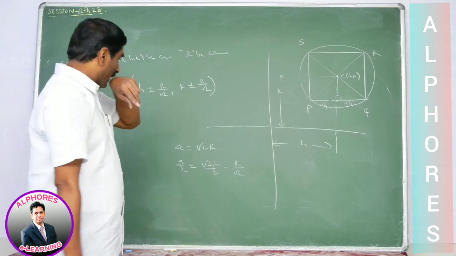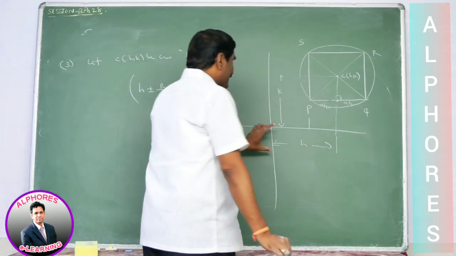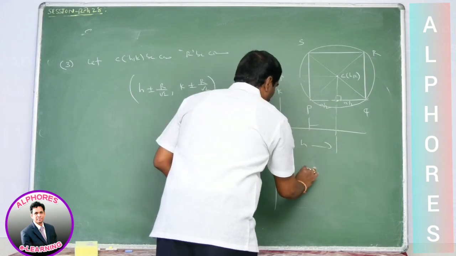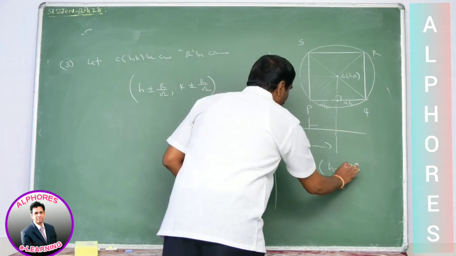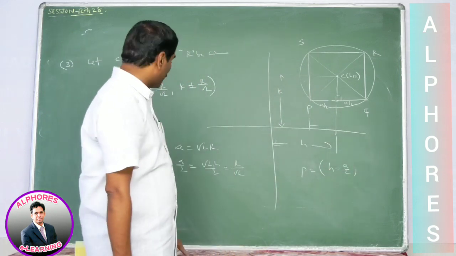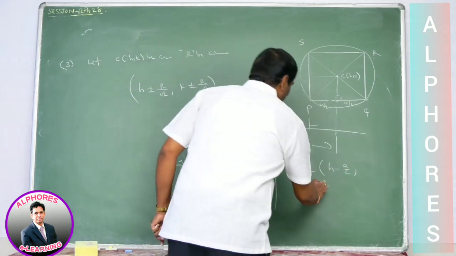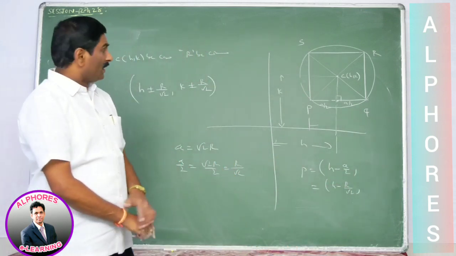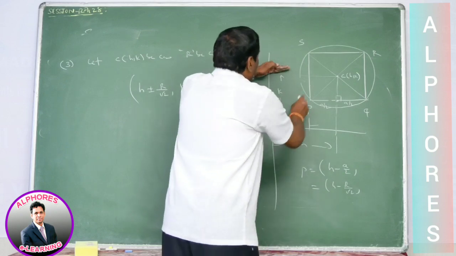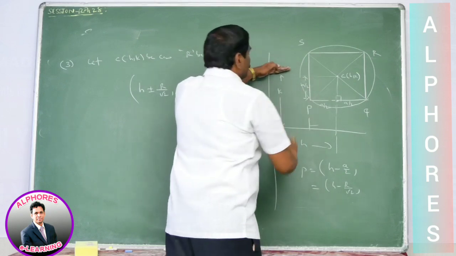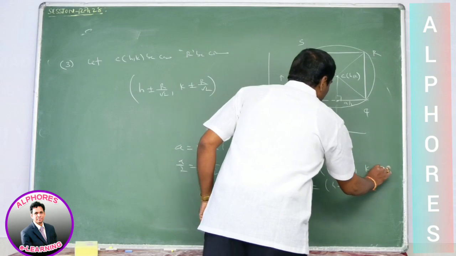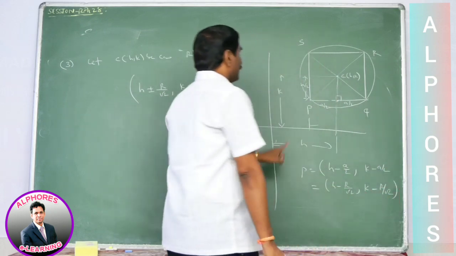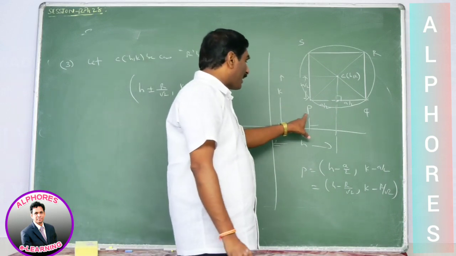For getting the point P, what is the x coordinate? X coordinate is nothing but H minus A by 2. But A by 2 is equal to R by root 2. That means H minus R by root 2. What is the y coordinate? In the same way, y coordinate is nothing but K minus this value. This value is nothing but A by 2, that means K minus R by root 2. The point P is equal to (H minus R by root 2, K minus R by root 2).